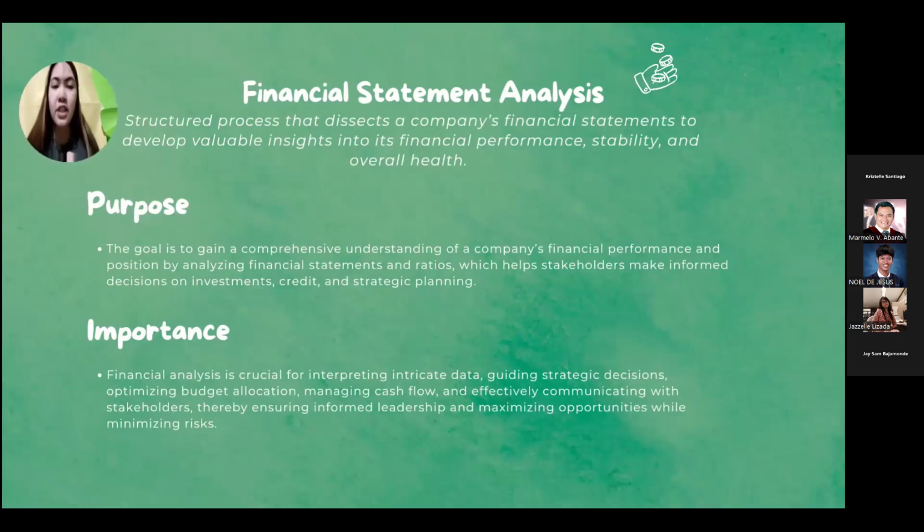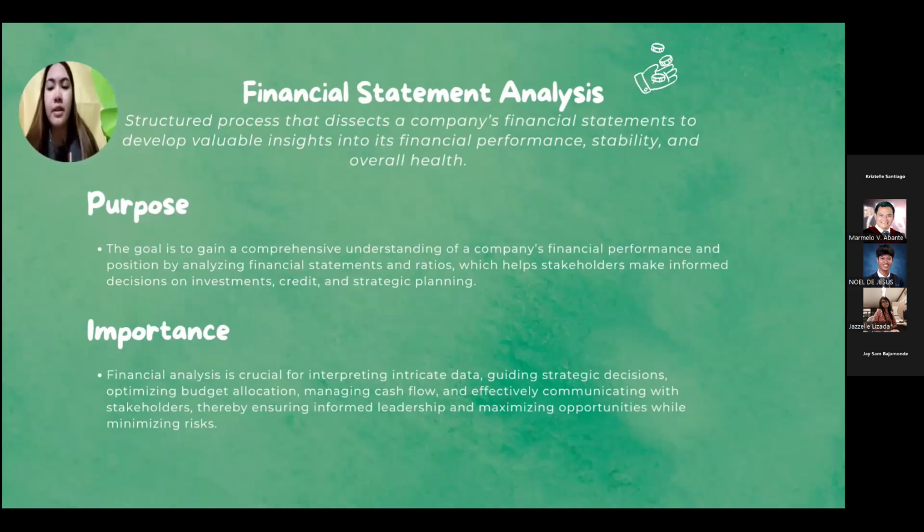So, the importance of financial statement analysis is, well, that it is crucial for interpreting intricate data, guiding strategic decisions, optimizing budget allocation, managing cash flow, and effectively communicating with stakeholders, thereby ensuring informed leadership and maximizing opportunities while minimizing risks. The importance lies in its ability to reveal the company's financial strengths, weaknesses, and overall viability.